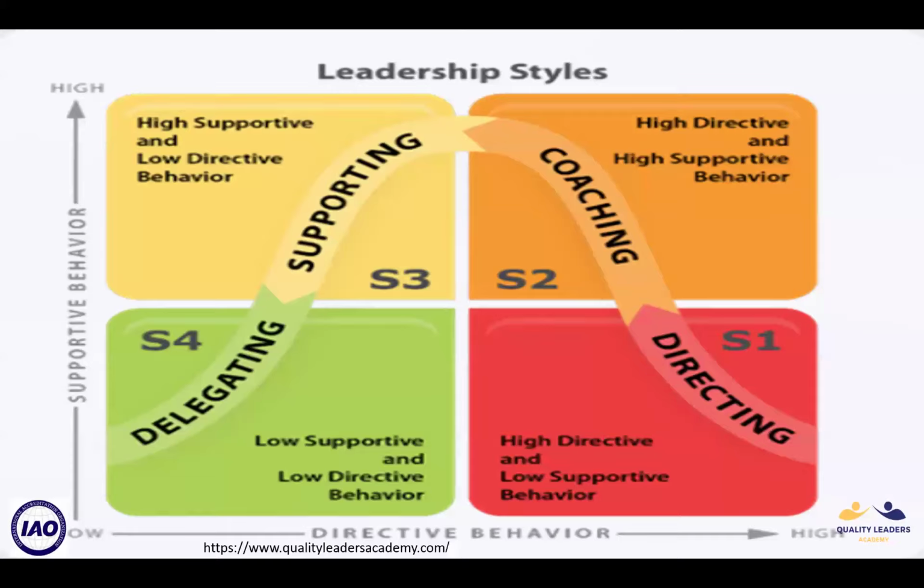It maps directive behavior from low to high across the bottom on the x-axis, and supportive behavior from low to high up the side on the y-axis. And it shows four zones. S1 is directing, high directive, low supportive. Here we say, do this, and here's how you are supposed to do this. S2 is coaching, high directive, high supportive. Here we say, here's how you're supposed to do it, and I'm here to help you, right?